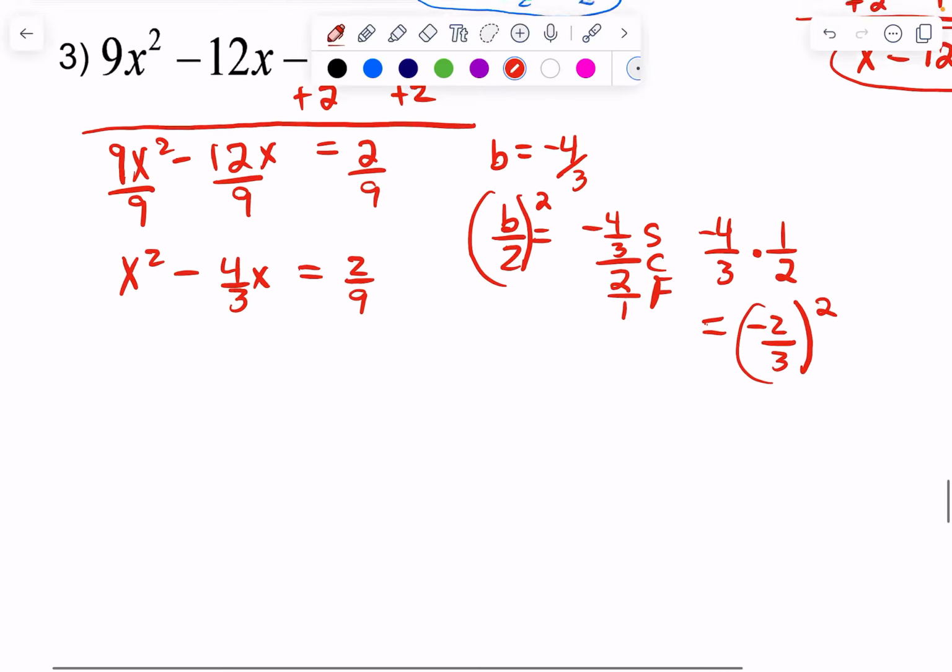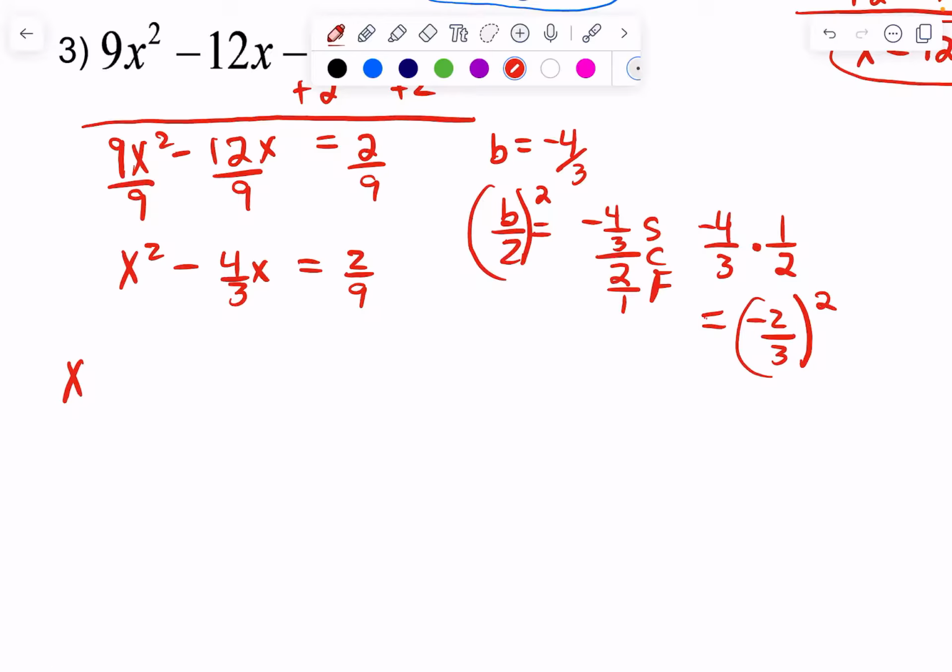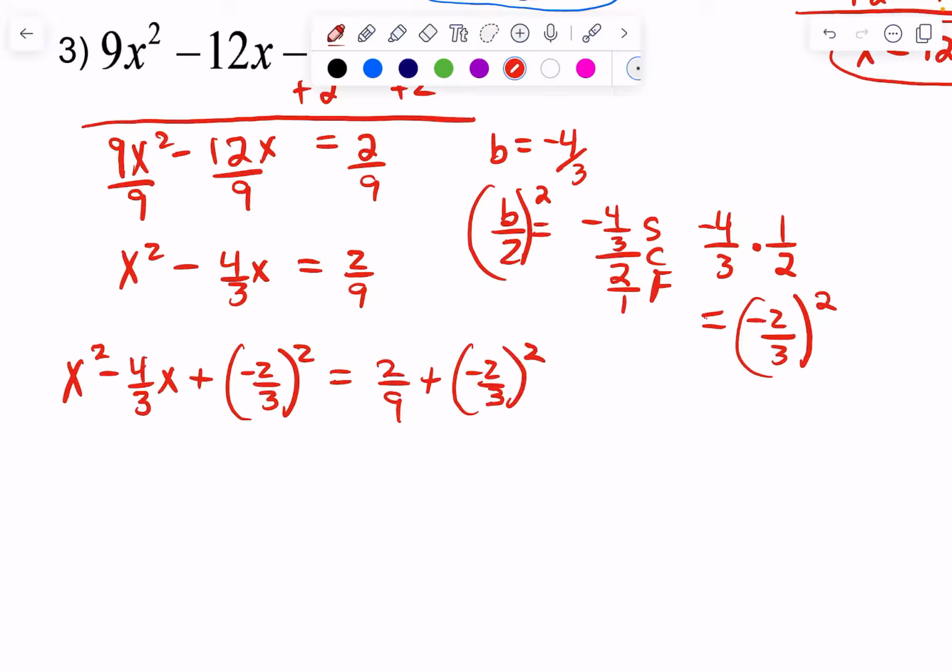So now I'm going to add my b over 2 squared to both sides. I've got x squared minus 4/3 x plus, I'm going to add my negative 2/3 squared to both sides, my b over 2 squared. I've got 2/9 plus the b over 2 squared, which is 2/3 squared in this case. Please be real careful to note this whole process of stay, change, flip when you have a fraction as b. It's going to make your life a lot easier.